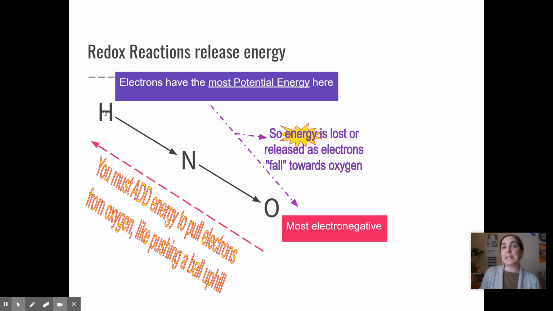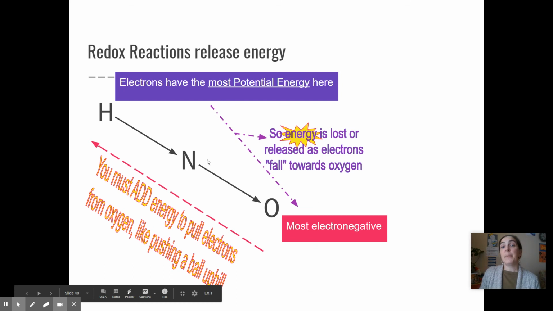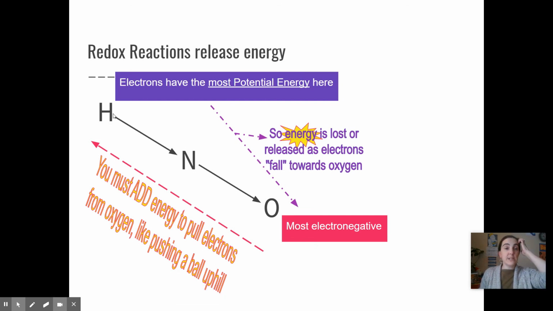I refer to this as the electronegativity hill. As electrons move from hydrogen to nitrogen to oxygen, they're decreasing potential energy, just like you would lose potential energy as you fall down a hill. And that energy is released as those electrons move towards oxygen and become more stable. And you'll see this happening through the process of cellular respiration. We will come back to this diagram, but it's important to remember that as those electrons are transferred towards things that are more electronegative, they release energy and they become more stable.